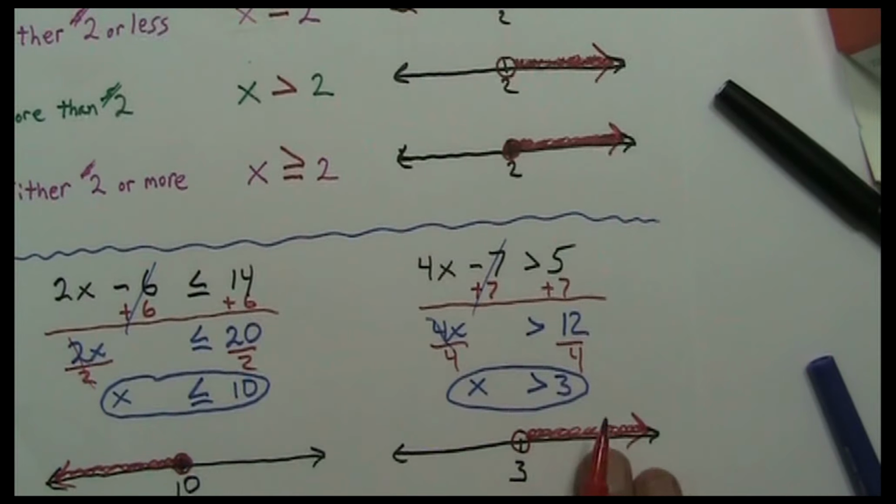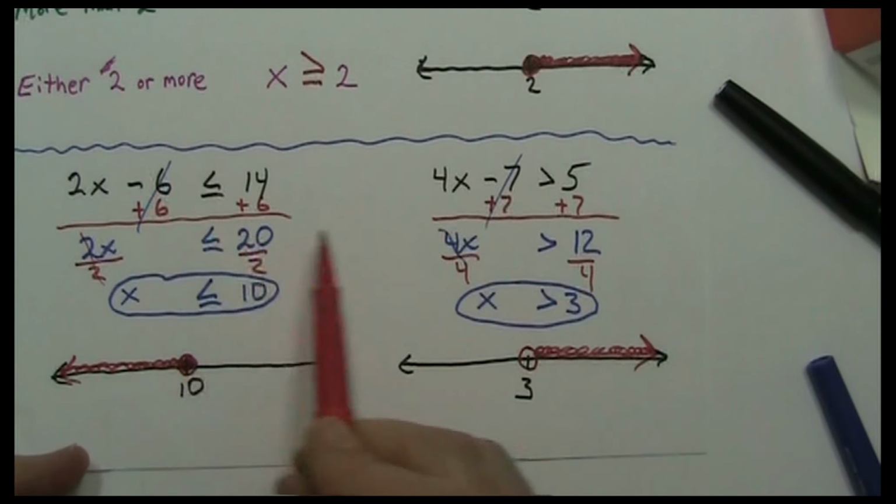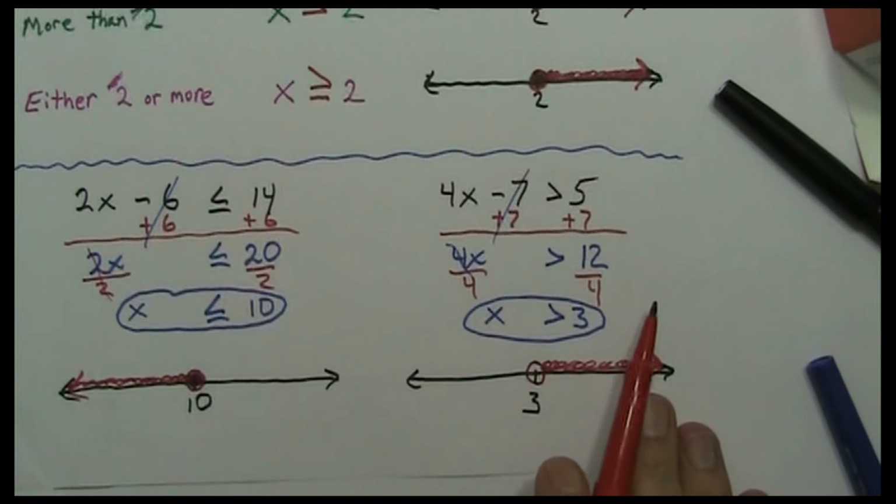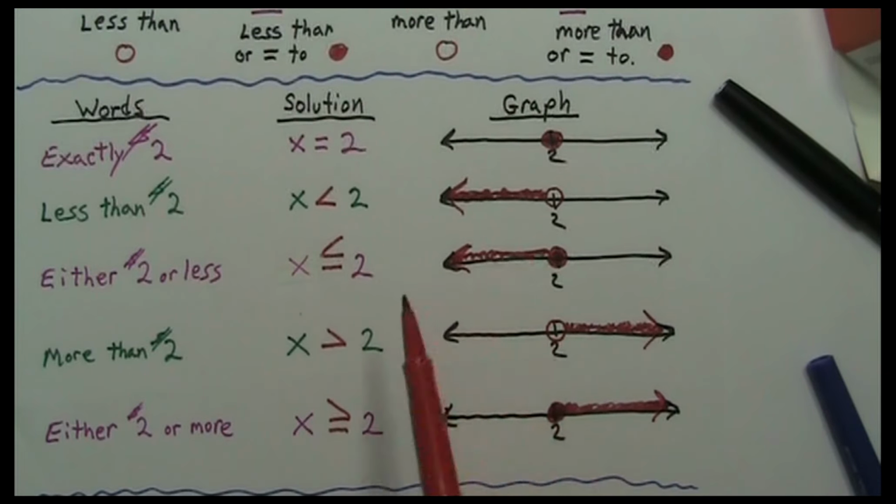Okay, so hopefully this makes a little sense to you. On inequalities, there's more than one answer. And this is how we graph those answers.